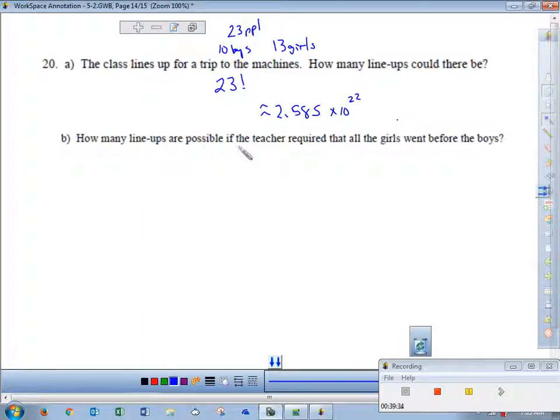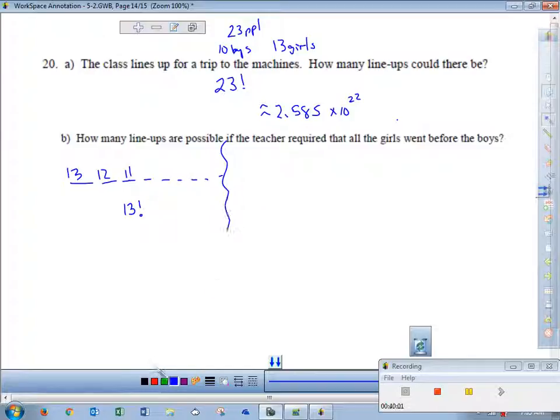Now, how many lineups are possible if the teacher required that all the girls went before all the boys? So what you got is all the girls. Think about it. How many girls do you have to choose for the first spot? Well, 13. Second spot, 12. Third spot, 11, and then you'd go all the way down until you use up all the girls. Wouldn't that be 13 factorial?